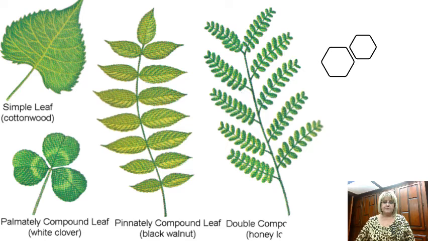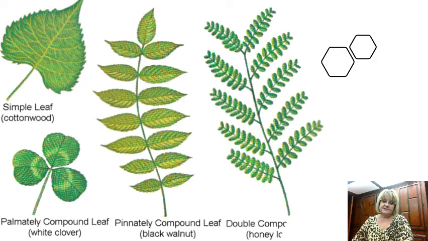Okay, so here's another one to help with this. Up on the top left, you've got a simple leaf, and that's off of a cottonwood. Okay, down below it, the clover, that's a palmately compound leaf. And you notice how they all come in palmately, just like the hand, except there's 3 of them instead of 5. And then you have a pinnately compound leaf, the black walnut, with the rachis right up the middle.